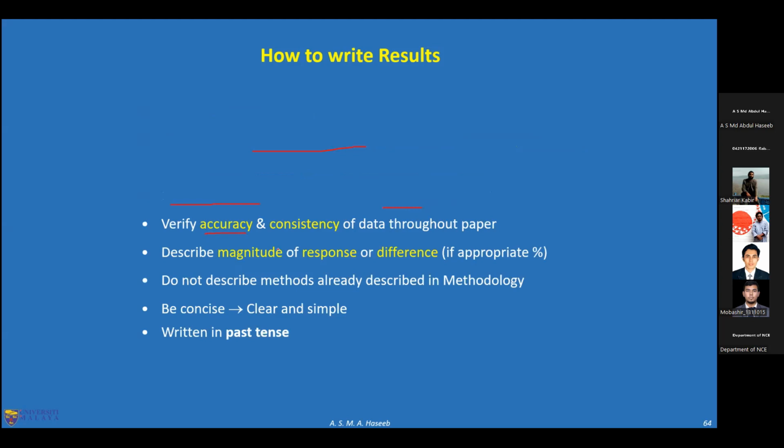Whatever your selection is, you have to be very accurate and consistent. And when you describe your result, you will describe it in language, but whenever you have the opportunity, you try to be as quantitative as possible. You give the magnitude. If something is changing, increasing, or decreasing, you give the magnitude and try to give a sense of the rate of change, like percentage of change, how much it is changing, etc. Again, as in any other section, you have to be very clear and simple.